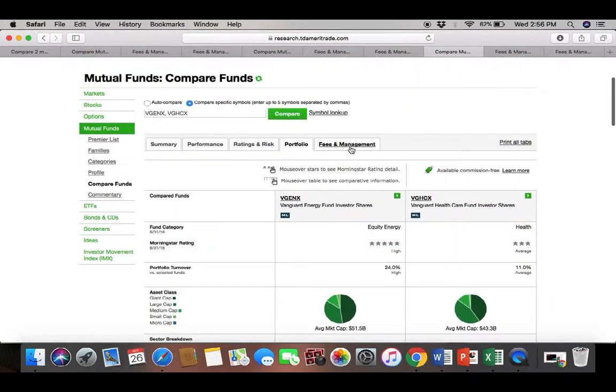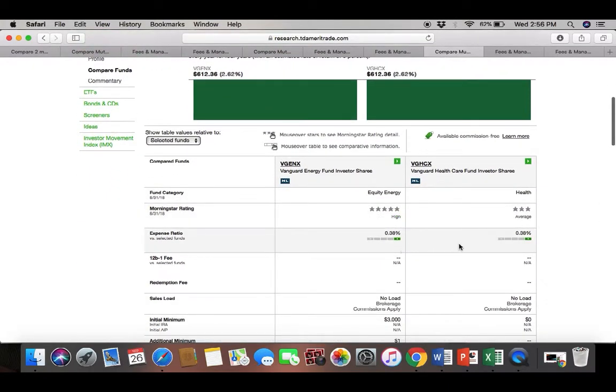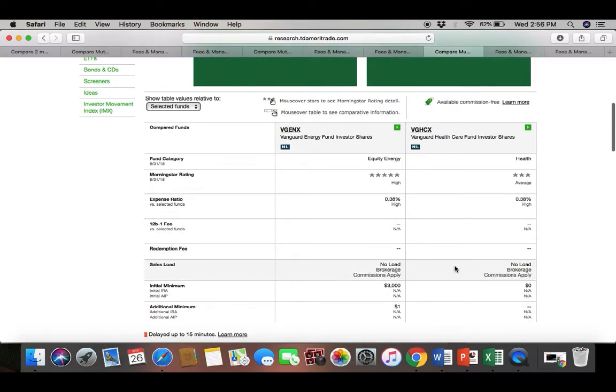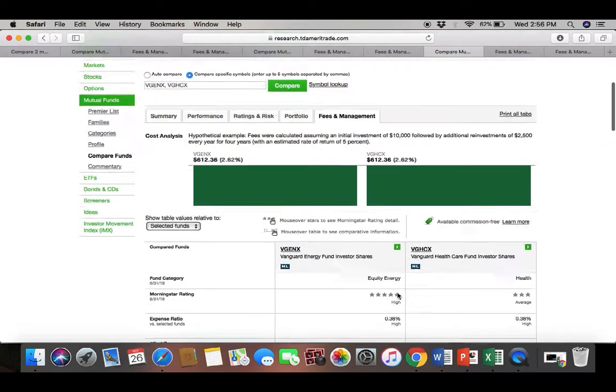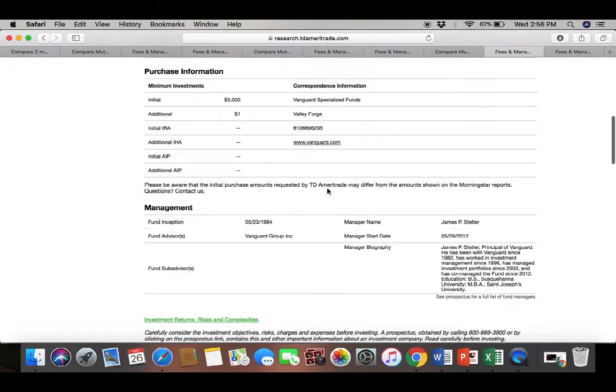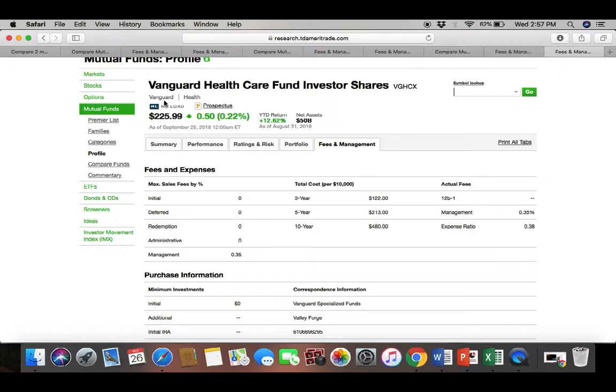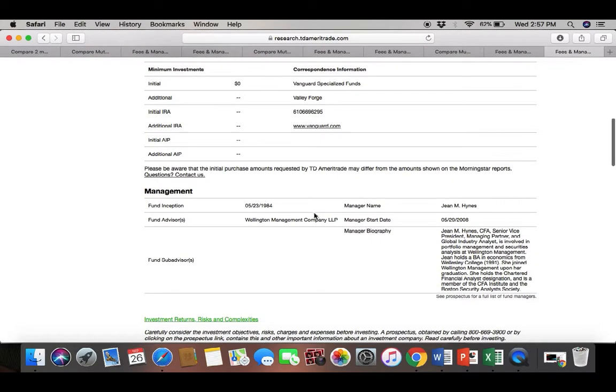Looking at the management for both of these, again going back, the expense ratio is the same, no loads for either one of them. And then again, there's an initial minimum for the energy of $3,000. So for the energy fund, we're looking at the manager, who is James P. Stelter, and he's been the manager of this specific fund since 2012, so not too long, approximately 6 years. While the healthcare manager is Sean M. Hines with the Wellington Management Company. He's been with this fund as a manager since 2008, so approximately 10 years, a little longer.